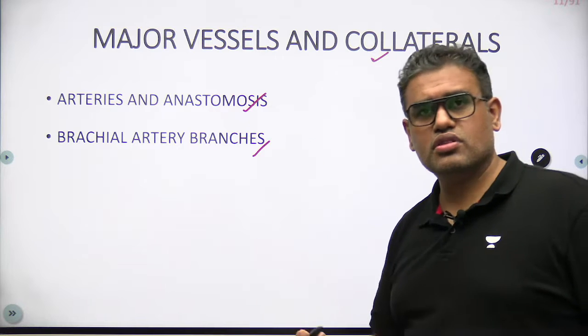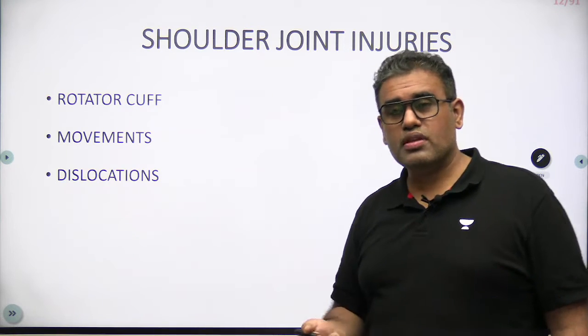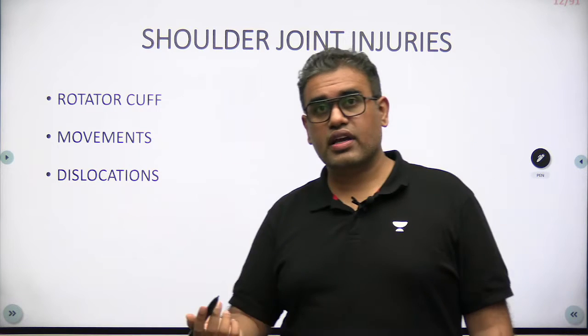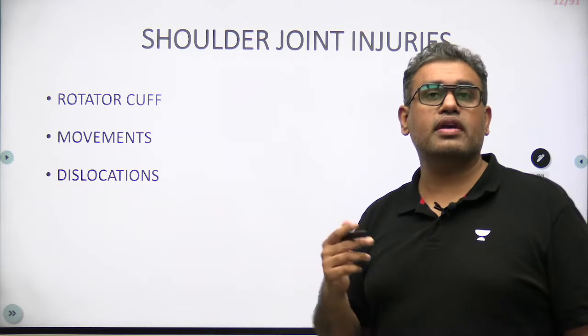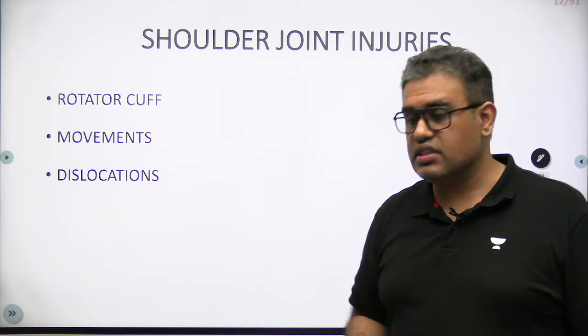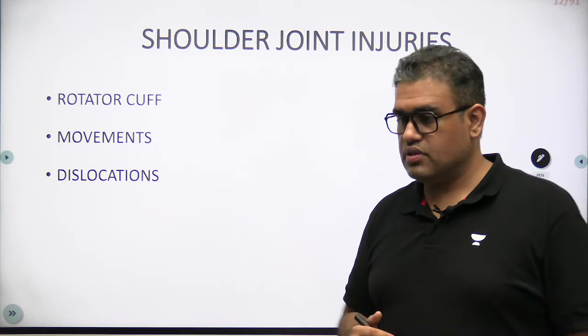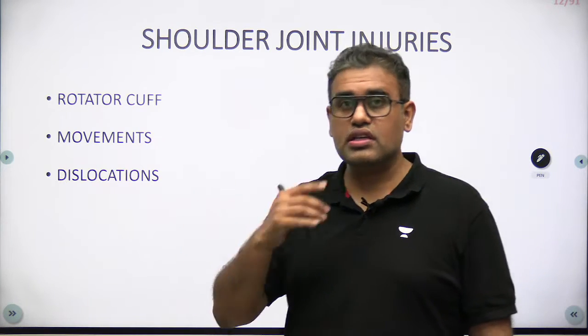Brachial artery branches, we should know, obviously. Shoulder joint, one of the most common joints to be dislocated. Shoulder joint, we all know about it. So basic anatomy of the shoulder joint should be clear. What is shoulder impingement? What is rotator cuff injury? What is a frozen shoulder? What movements are you going to test, like external rotation, internal rotation?